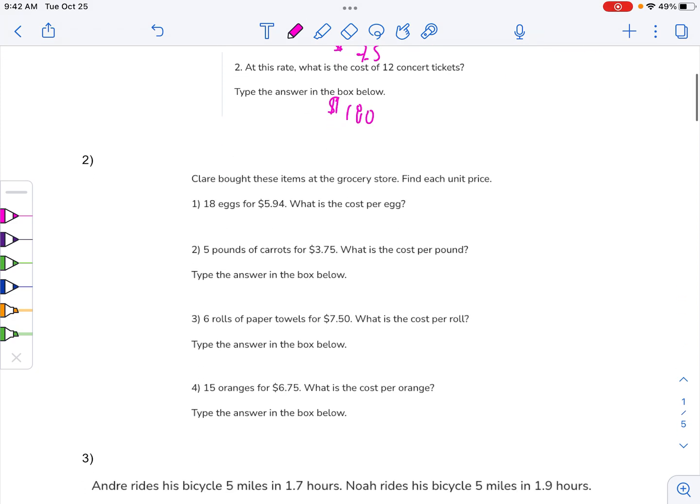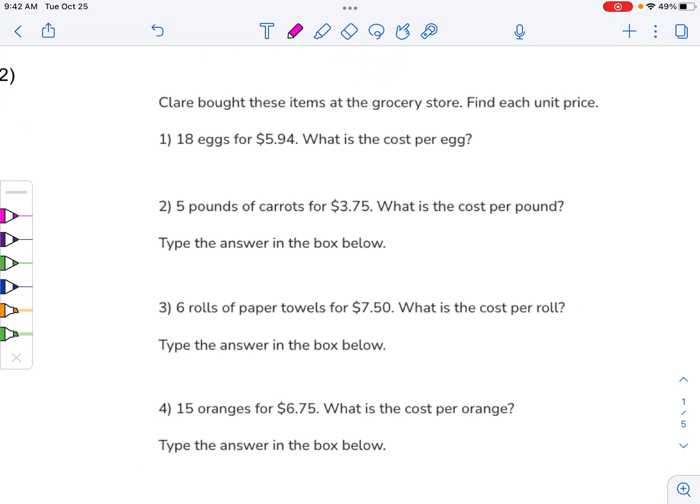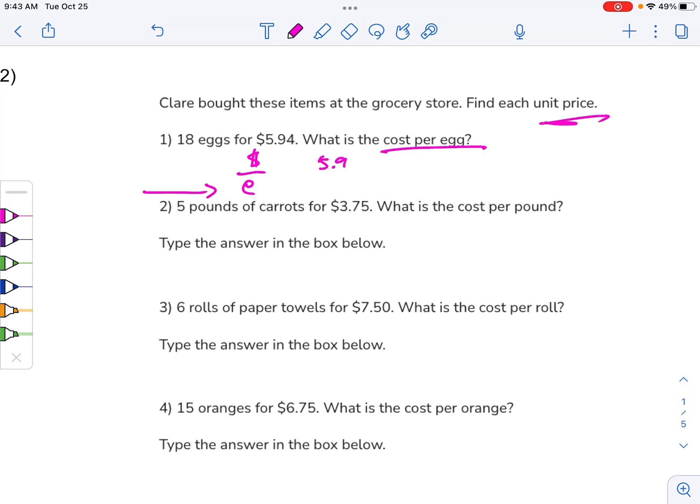Claire bought some stuff at the grocery store. All right, so I'm gonna have to build these things. Looks like division is gonna get me there because this is unit rate. So this is cost per egg. So cost per egg. Whatever I want one of needs to go on the bottom. And I wanna know how much one egg is. So $5.94 divided by 18 is gonna be 33 cents.